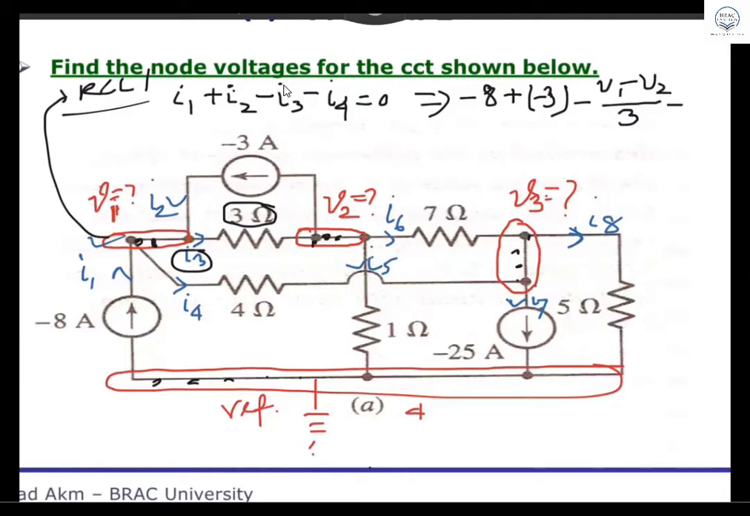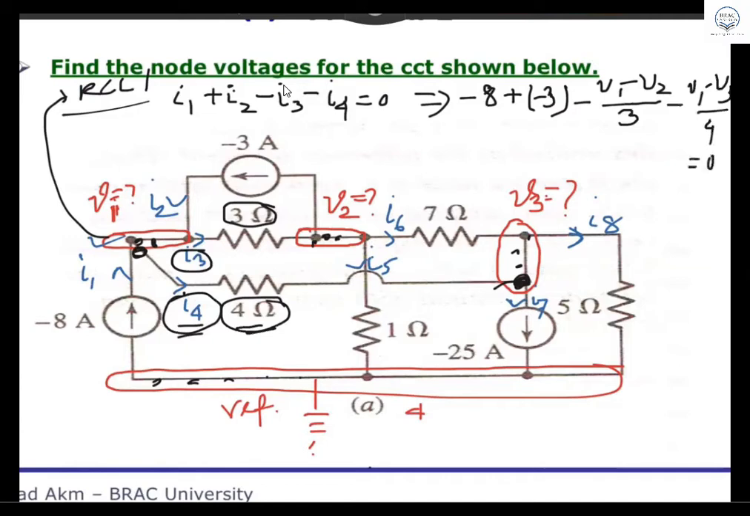Now minus I4. I4 is the current flowing through the 4 ohm resistor. One point is here, another point is here. The current is I4, resistance is 4. What is the voltage across the 4 ohm resistor? Anybody? Sir, V1 minus V3. Beautiful. Now you understand it. So minus (V1 minus V3) divided by 4 equal to 0.